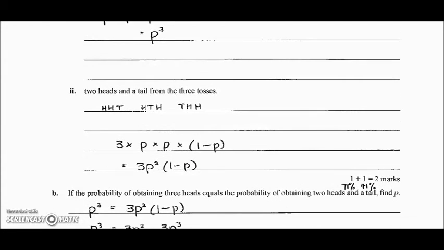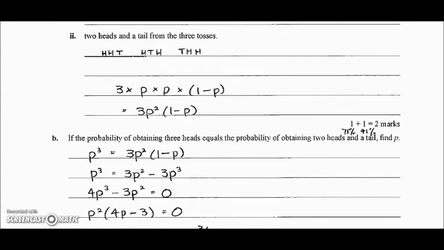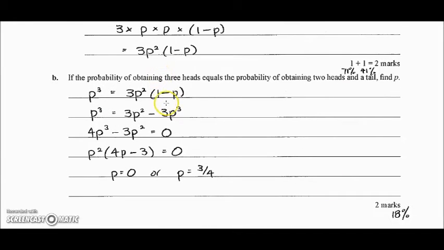Okay, so moving on. If the probability of obtaining 3 heads equals the probability of obtaining 2 heads and a tail, find P. So we just have to set them equal to each other. The two answers from the first 2 parts of the question, set them equal to each other. So P cubed equals 3P squared times 1 minus P. Expand that, take everything over to the left hand side, you get 4P cubed minus 3P squared. Factorize that, you get P squared times 4P minus 3. So P is either equal to 0 or 3/4.